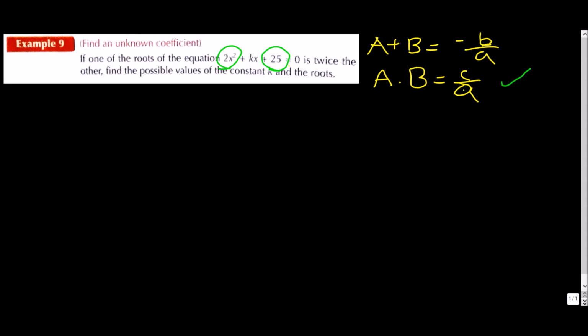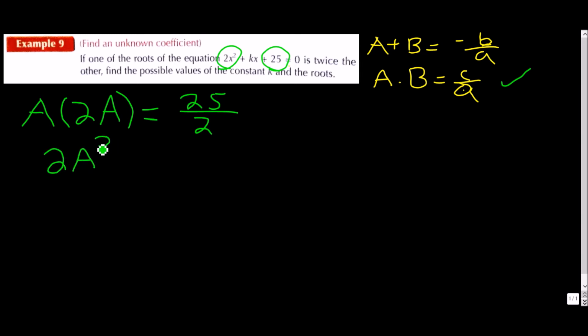So if I know that one root is double the other, I'm going to say there's alpha, and then beta, if it's double alpha, I'm going to call it 2 alpha. Now that equals c over a, which is 25 over 2. Okay, so we're at this point. So now we can simplify and do some algebra. So 2 alpha squared is the same thing as 25 halves. So we're going to continue.